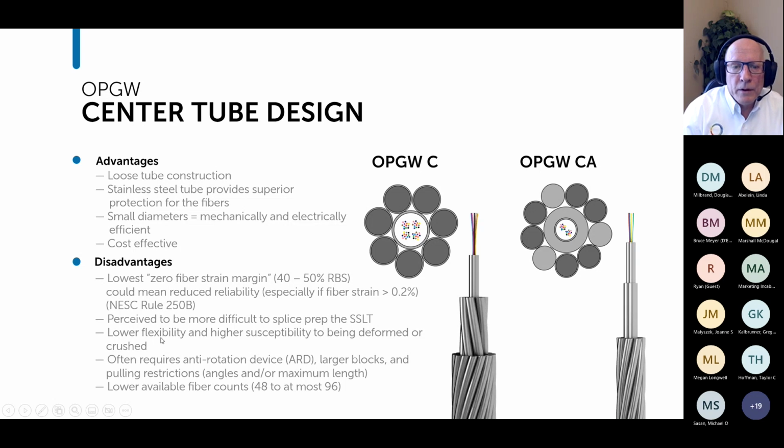Relative to at least one of the other design types, you will find lower flexibility and higher susceptibility to being deformed or crushed during pull-in. In particular, because of this, you often, not necessarily always, but often need to use an anti-rotation device, larger stringing blocks, and you'll have more pulling restrictions, like limits on the number of angles you can go through or the maximum length that you can pull. And finally, you have lower available fiber counts. Most suppliers can at least do 48, but the highest I've seen to date has been 96.